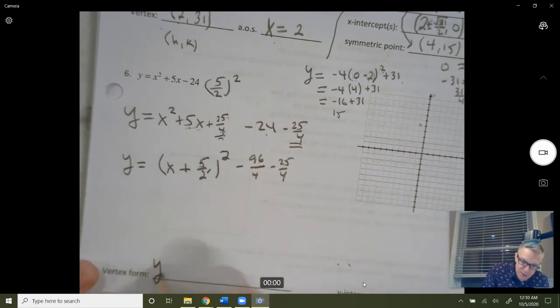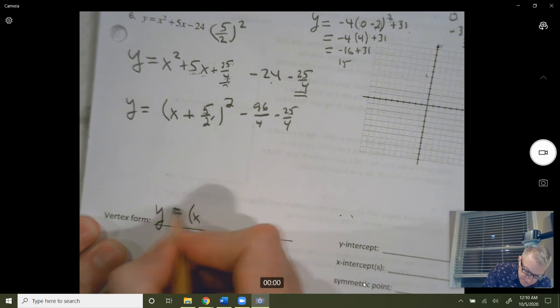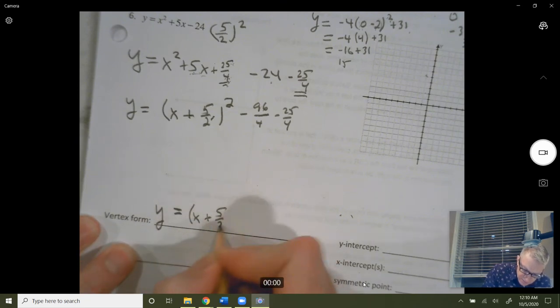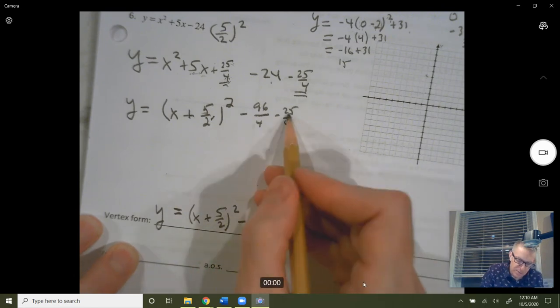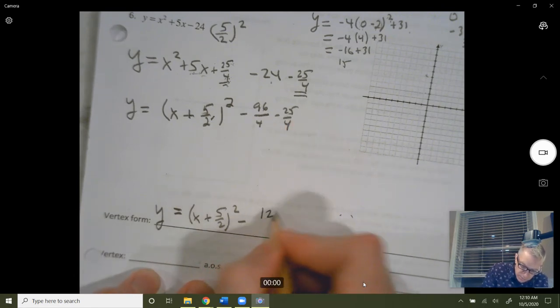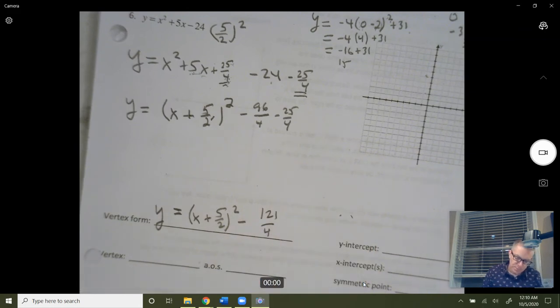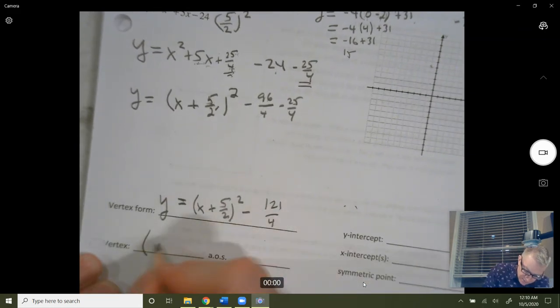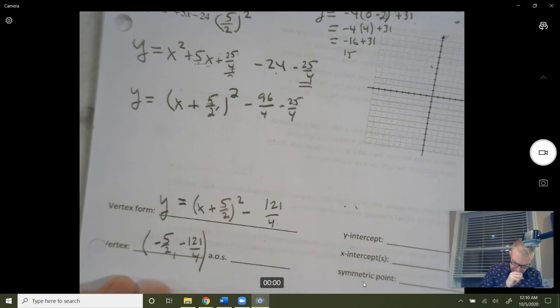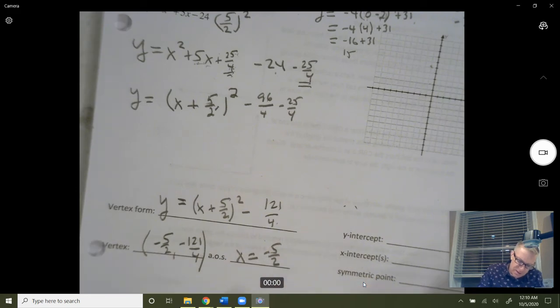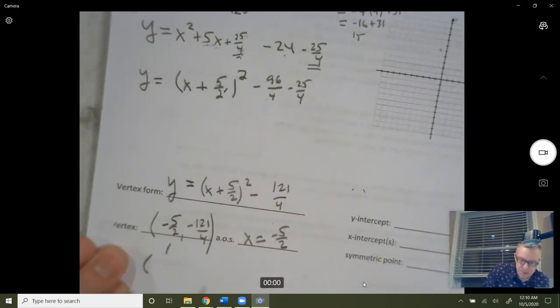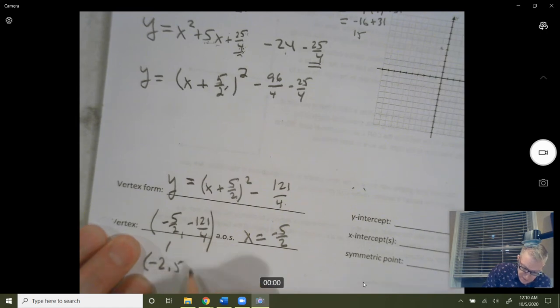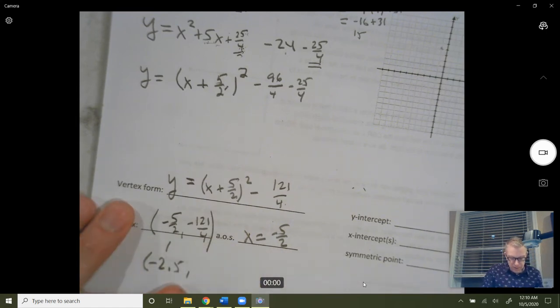So we've got y equals (x plus 5 halves) squared minus, what would that be? 121 over 4. Okay, so my vertex is (negative 5 halves, negative 121 over 4). Axis of symmetry is x equals negative 5 halves. I'm just going to do these as decimals because I have to graph them. Negative 2.5, and this would be negative 30.25.